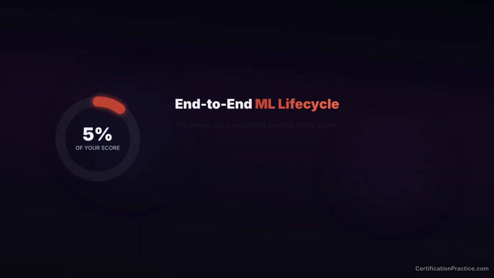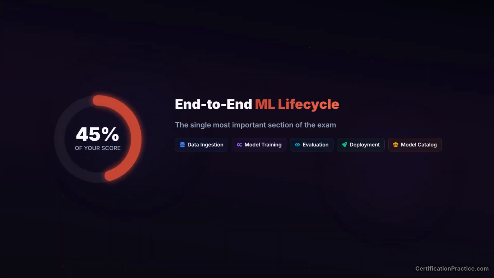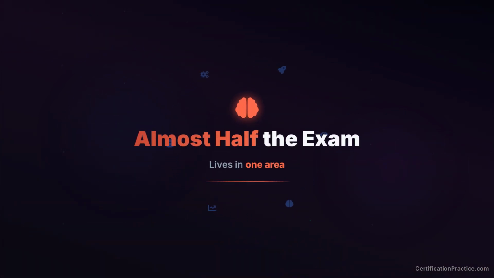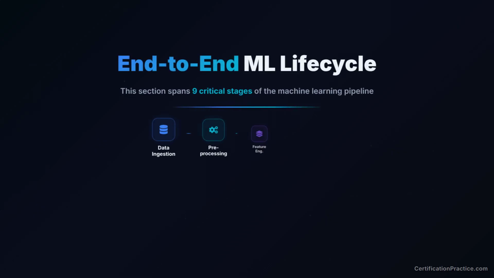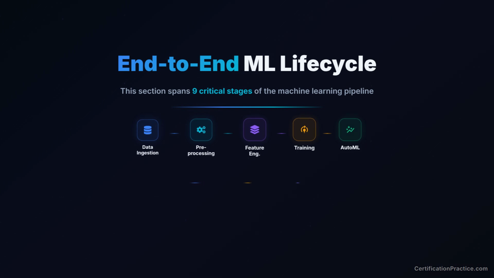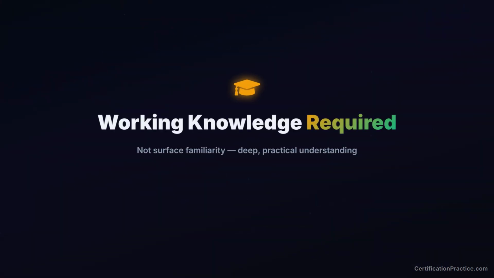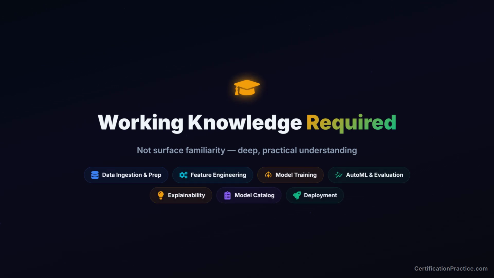The end-to-end machine learning lifecycle section carries 45% of your total score. That's not a typo. Almost half the exam lives in one area. This section spans data ingestion, pre-processing, feature engineering, training with both OCI tools and open-source libraries, AutoML, evaluation, explainability, model catalog management, and deployment. You need working knowledge of each stage, not surface familiarity.